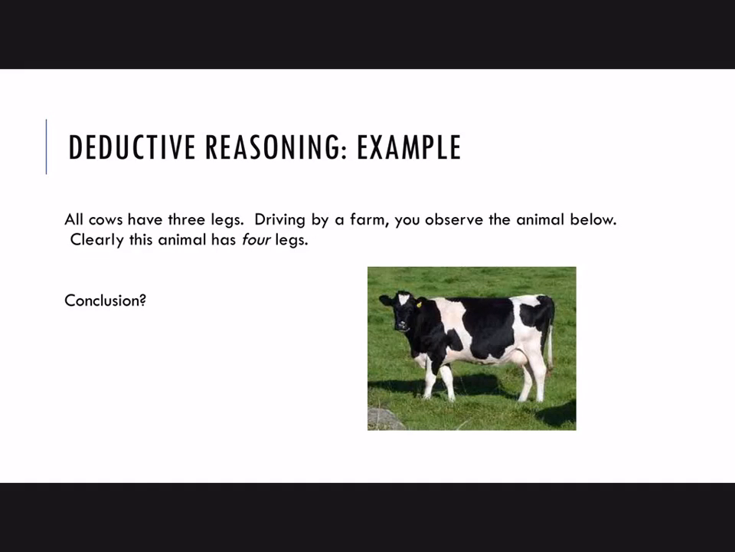How about this one? All cows have 3 legs. All right, we're going to take this as our previously accepted general statement. Driving by a farm, you observe the animal below. Clearly, this animal has 4 legs. So what would you be forced to conclude? Well, if you're reasoning logically here, then you know all cows have 3 legs. That's truth. And then this animal has 4 legs, not 3. So logically, you'd be forced to conclude that this animal is not a cow.